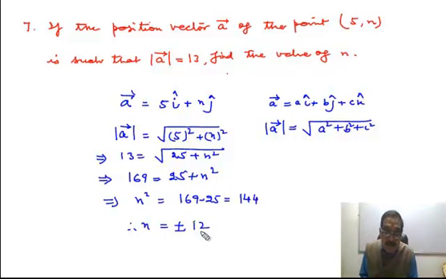So the rest of the work is simple algebra. We find the value of n as plus minus 12. The important thing here is that if vector A is given as ai cap plus bj cap plus ck cap, then modulus A is given by under root of a square plus b square plus c square. This we should remember. Now we will see the next question.